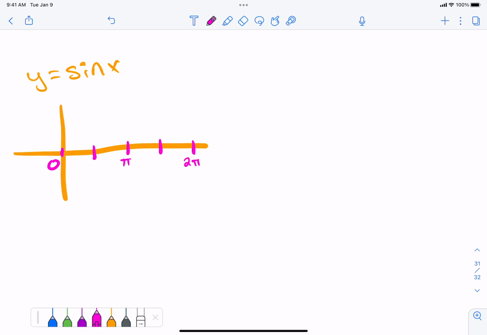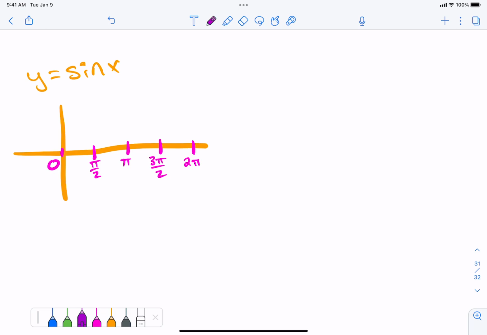Pi, 2 pi. These little guys in between are at pi over 2 and 3 pi over 2. You should know that by now, right? Pi over 2, pi, 3 pi over 2, 2 pi. Got it? Those 5.